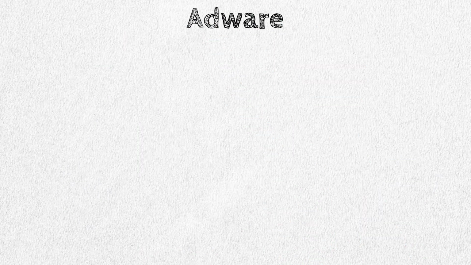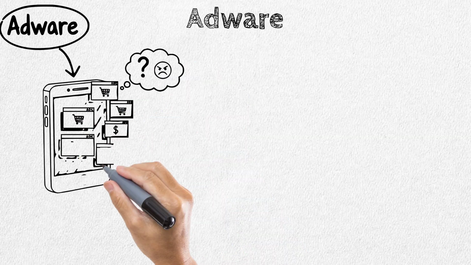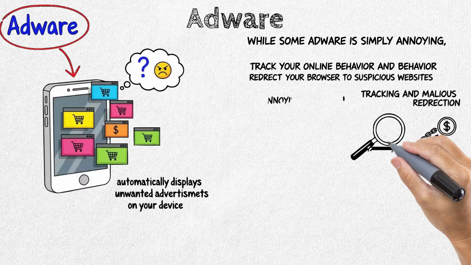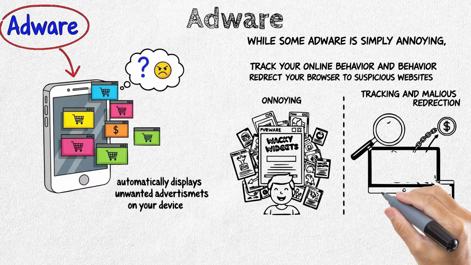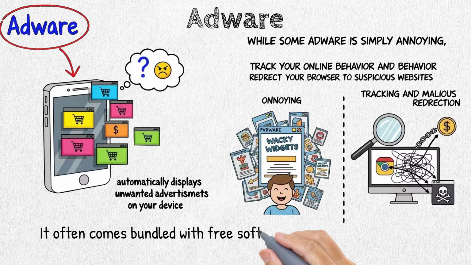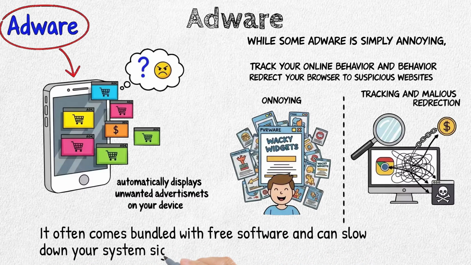Adware. Adware automatically displays unwanted advertisements on your device. While some adware is simply annoying, other versions track your online behavior and redirect your browser to suspicious websites. It often comes bundled with free software and can slow down your system significantly.